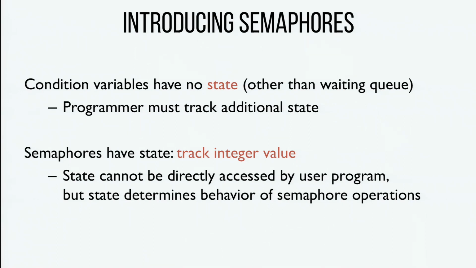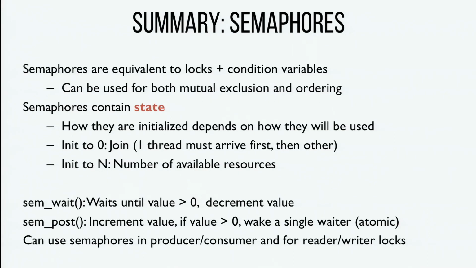The main difference between semaphores and condition variables, again, is that condition variables have no state. They're not recording at all if we've called signal already or not. Whereas semaphores have state associated with them. Every semaphore has an integer value that's associated with it. And when we call wait and post, we look at the value of that semaphore, and that determines what we do.